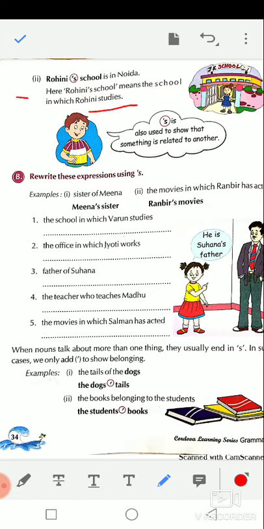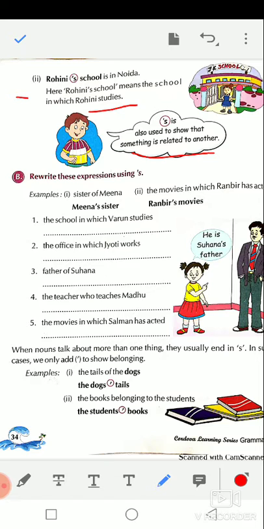Like you are studying in this school and the parents also say, this is Diya's school. This is Hardik's school. So this shows that the school in which you study belongs to you, that this is your school, you study in this school. So we can say apostrophe S is also used to show something is related to another. It shows the relation and also the ownership, that this thing belongs to someone or something.